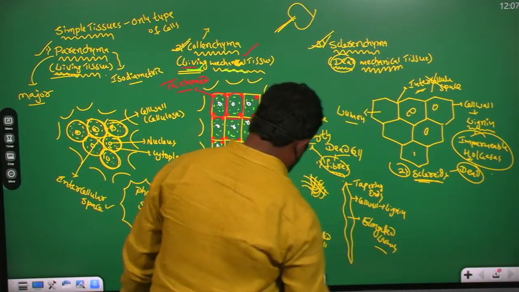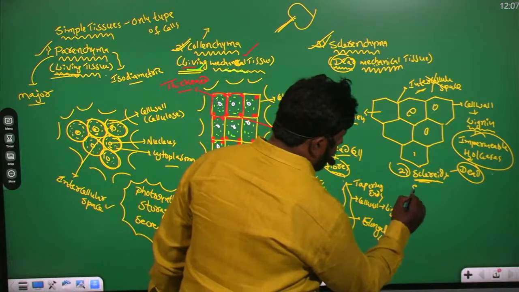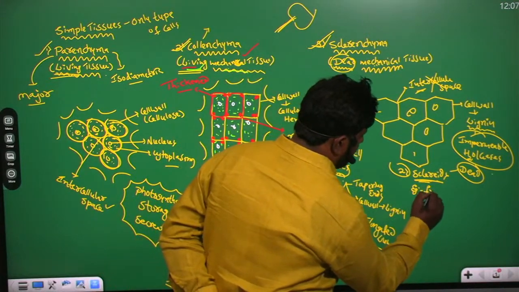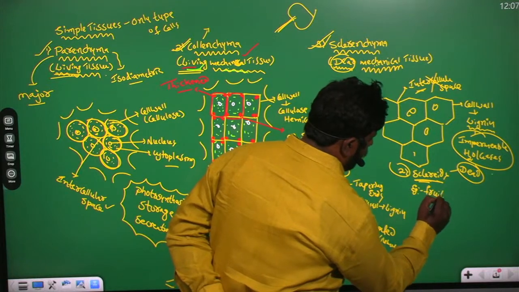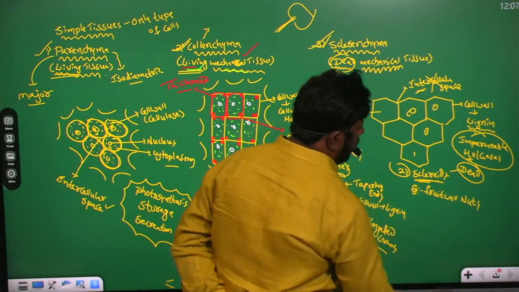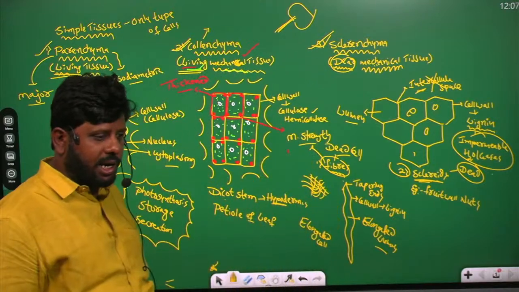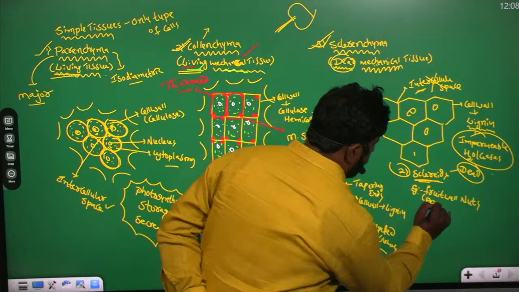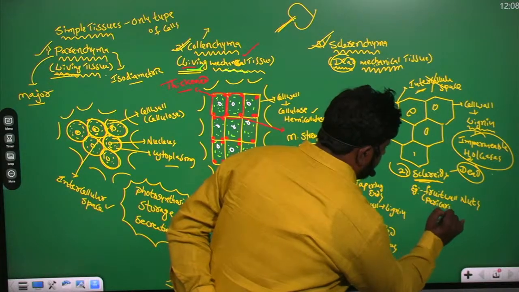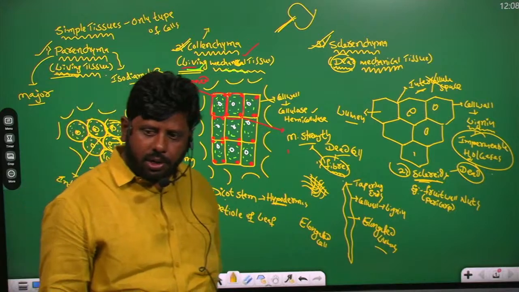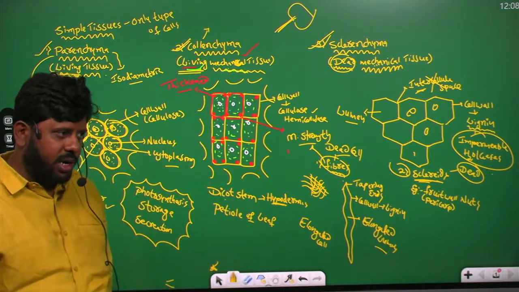See, scleroids are present generally in the fruit wall of nuts. Fruit wall of nuts consists of scleroid. Fruit wall is also called as pericarp. So instead of fruit wall, I will also give pericarp. Fruit wall of nut or pericarp of nuts.